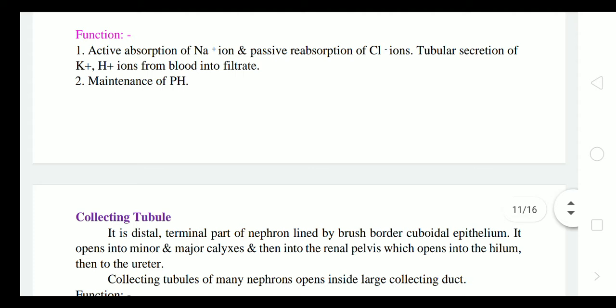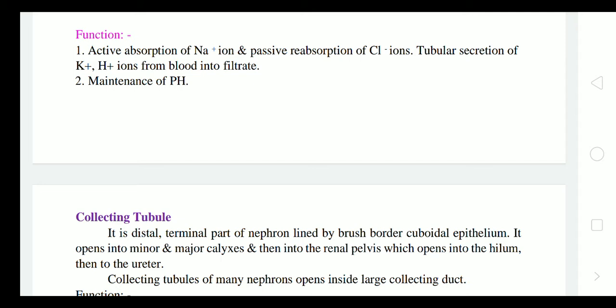Function: active absorption of sodium ions and passive reabsorption of chlorine ions. Tubular secretion of potassium and hydrogen ions from blood into the filtrate, and also maintenance of pH, that is the acidity and basicity of the blood.